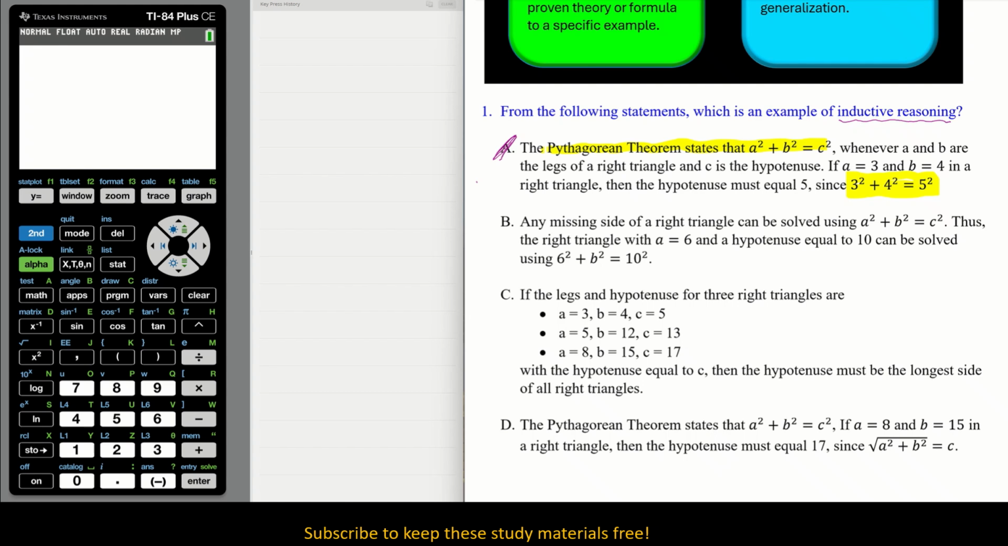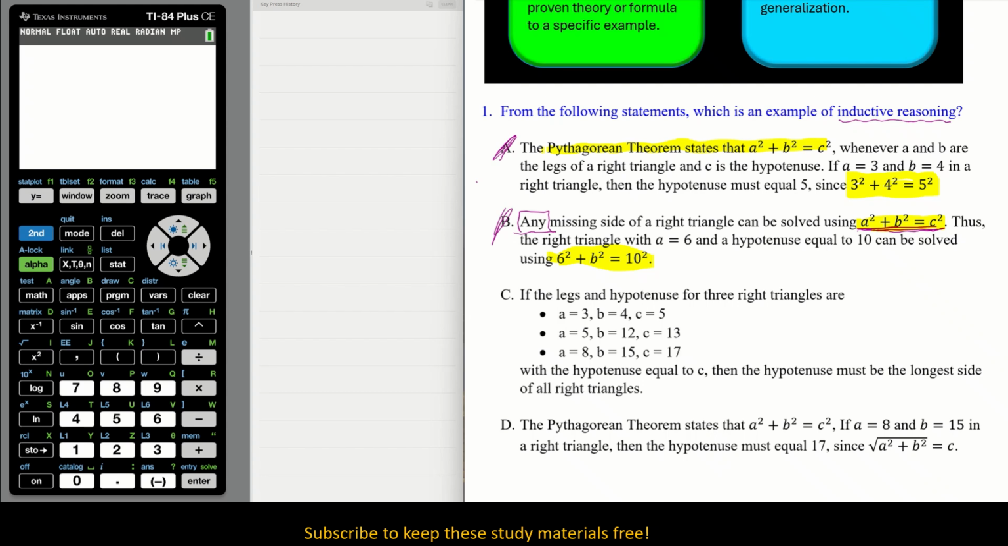Let's read B. Any missing side of a right triangle can be solved using, okay, two key things. Any. And then they gave you a formula. That's starting from the general, very general. And then right after that, it's almost repeating A. Here's your general, and then they go to the example. Well, that's deductive again.